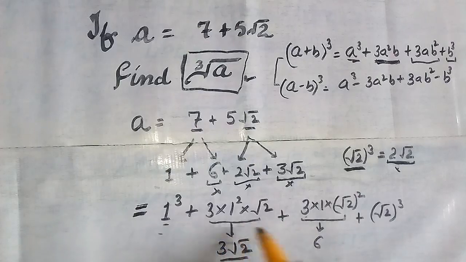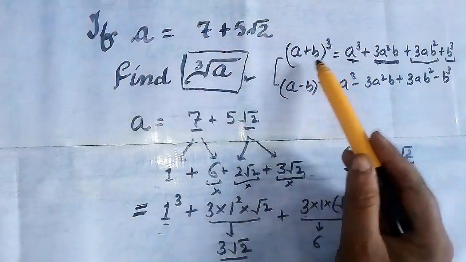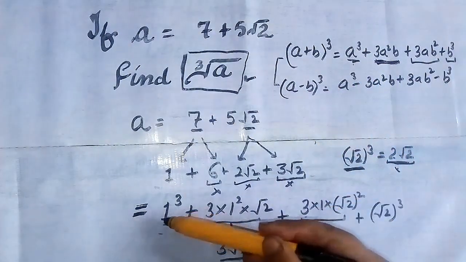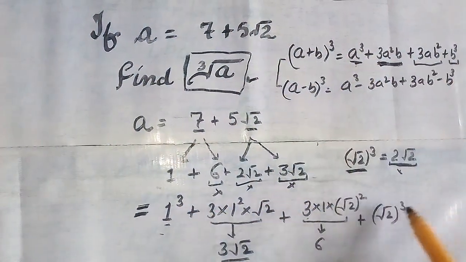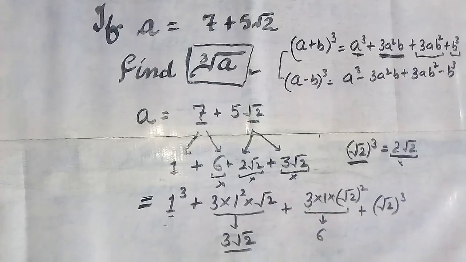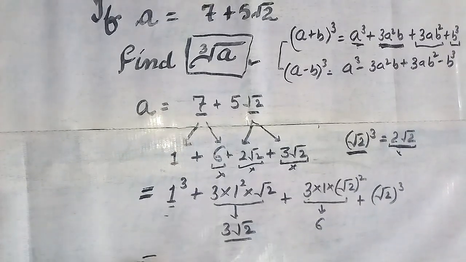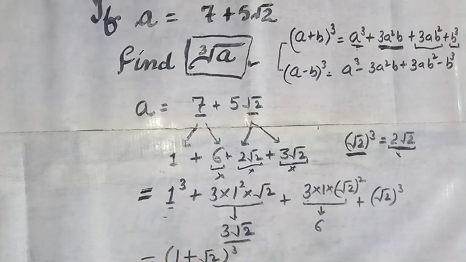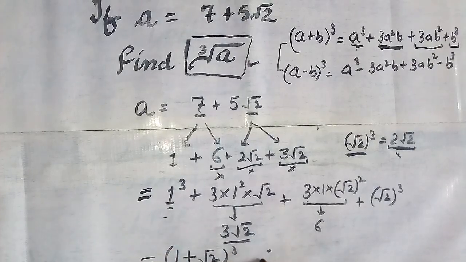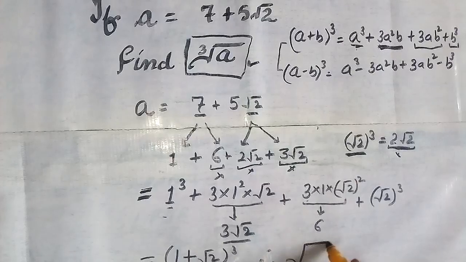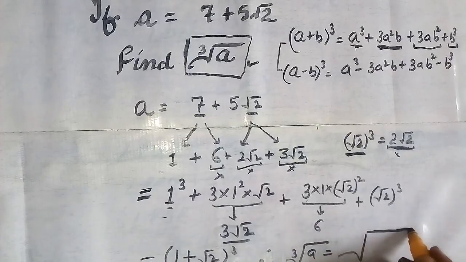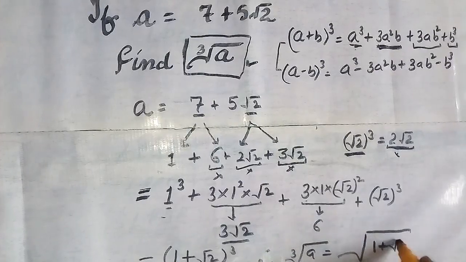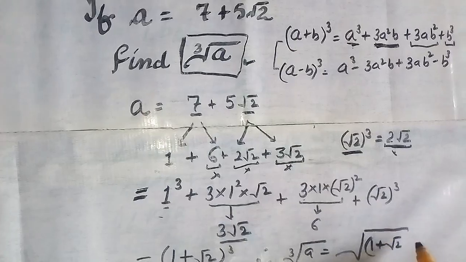So by this numerical expression we get that 7 plus 5 square root of 2 equals (a plus b) whole cube, where a equals 1 and b equals square root of 2. So this can be written as (1 plus square root of 2) cube. Now we have to find the cube root of a, which will equal the cube root of (1 plus square root of 2) cube.